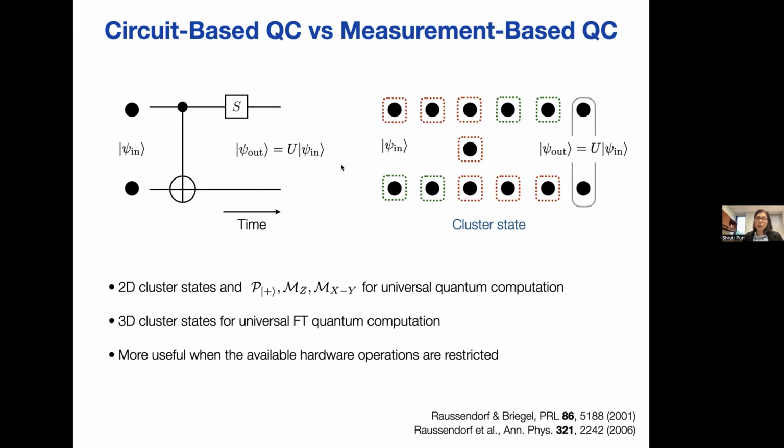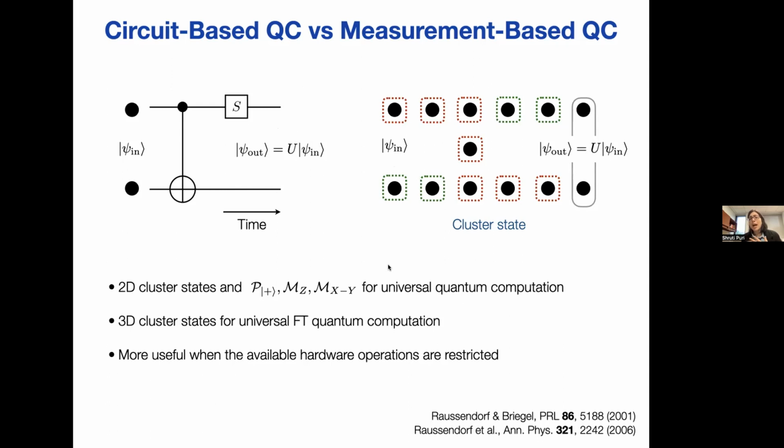In fact, a 2D cluster state, plus preparations along the plus direction, measurements along the z-axis, and measurements in the xy plane are sufficient for universal quantum computation. And 3D cluster states are sufficient for universal fault-tolerant quantum computation.